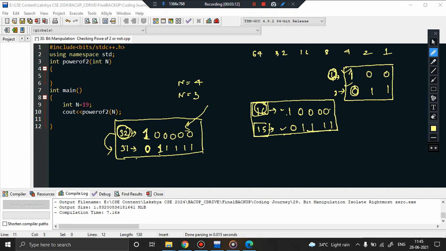So how do we check whether this number n is a power of 2 or not? What we will do is take n, and we will take another value, n minus 1.